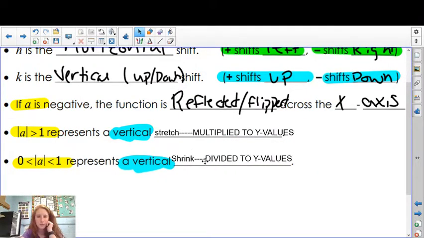For some reason, with shrinking and stretching, they thought it went to every single piece. Nope, it's just happening to the y's, just those guys. Either it gets bigger, taller, or it gets smaller.